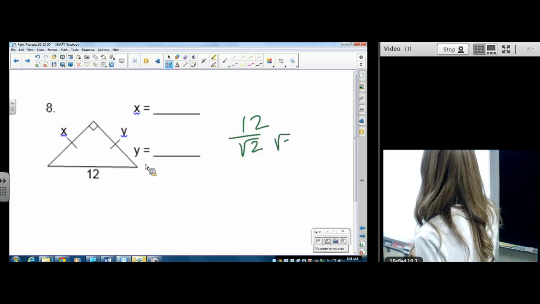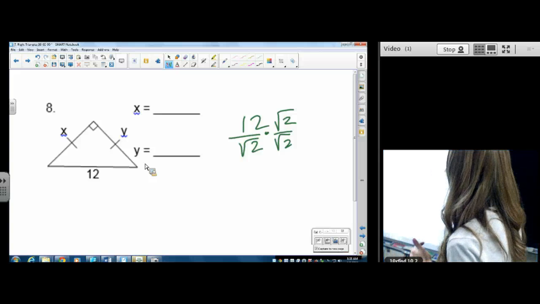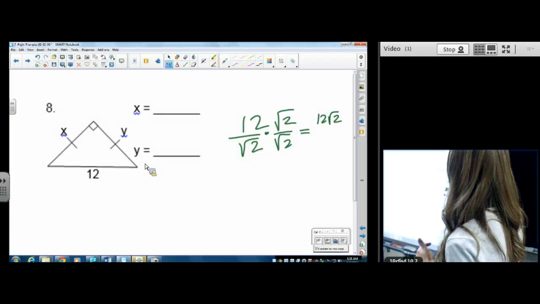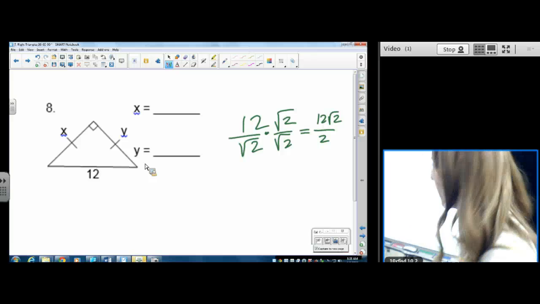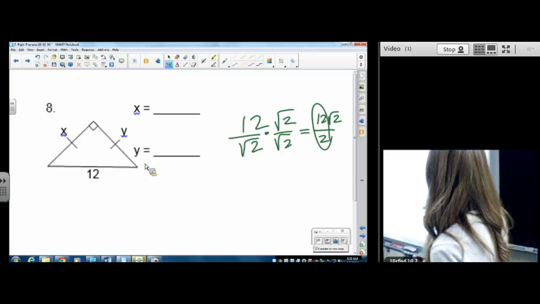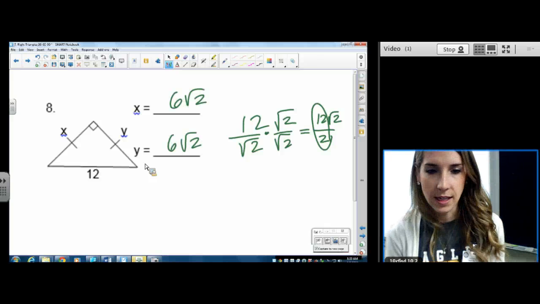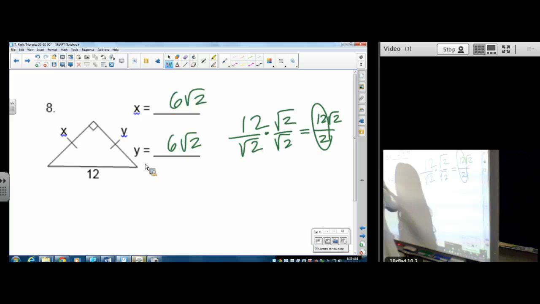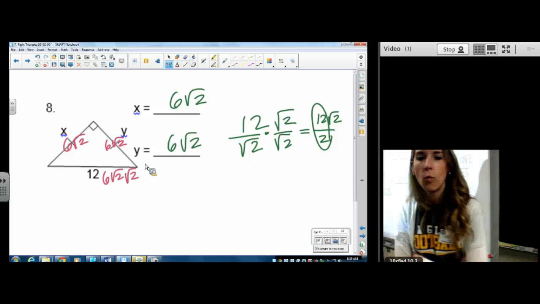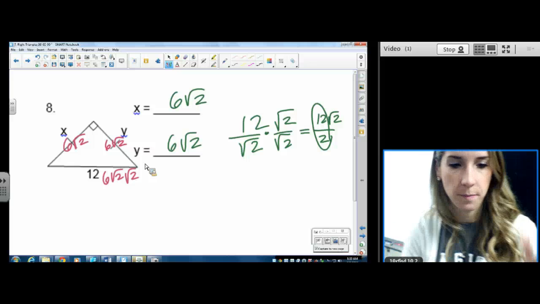Once again, you should get so good at rationalizing the denominator because we do it a lot. 12 times root 2 is 12 root 2. Square root 2 times square root 2 is 2. Heaven forbid we keep our answer like that because that is not simplified. You can actually divide 12 by 2 and we get 6. We know that they are both the same value because it's an isosceles triangle. So if you wanted to check your answer, you would say 6 root 2 times root 2 is 6 times 2, which is 12. So we checked our answer, we're good to go.